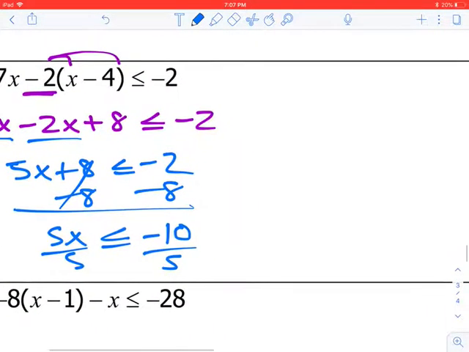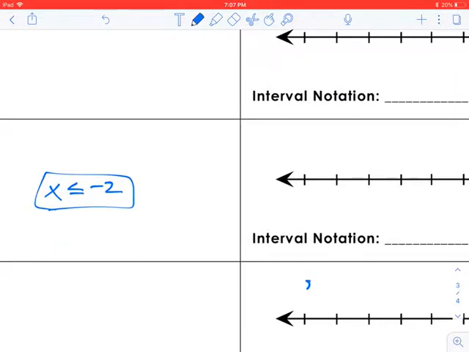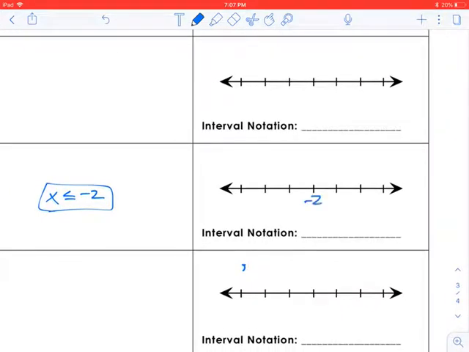I've got x equals, not x equals, sorry. X is less than or equal to, since it was a positive, nothing flipped, negative 2. Again, you have to divide by a negative for it to flip. Okay? So, negative 2, and then that's going to be negative 1, 0, negative 3, negative 4. That is a closed circle, since that is underlined. And we go to the left, since it's less than.